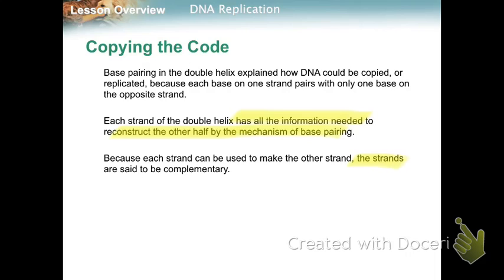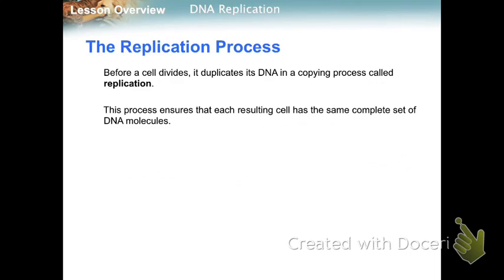The word that we use to describe the strands, because each strand can be used to make the other strand, is complementary. That's the word that we use to describe the two strands of DNA. The process by which DNA is copied is replication. And again, just to reiterate, this process happens to make sure that the daughter cells that come from cell division each have a complete set of chromosomes.